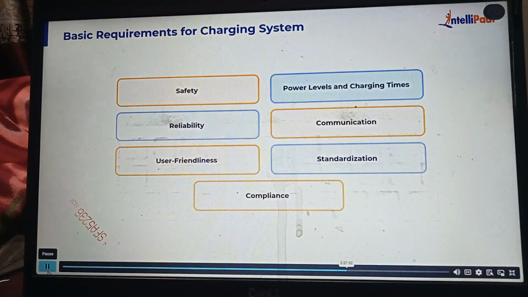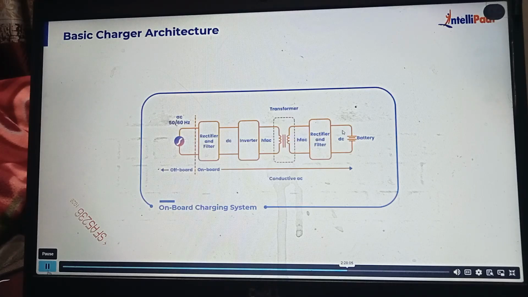Next, charging standards and plugs: we have safety, reliability, user friendliness, power level, charging times, communication, and standard compliances. So you can see the basic structure of this charger.